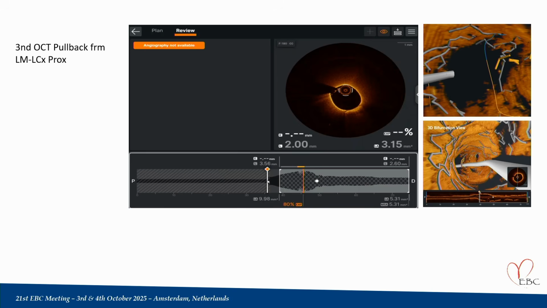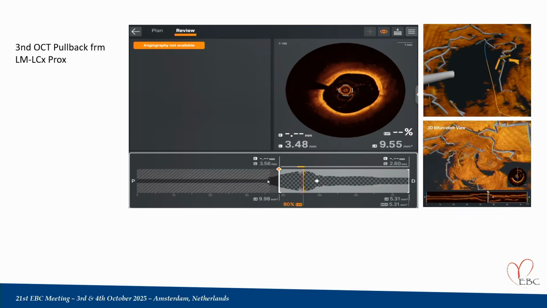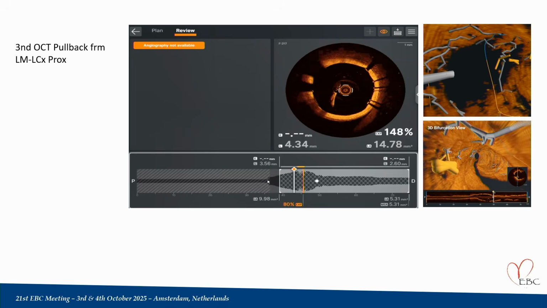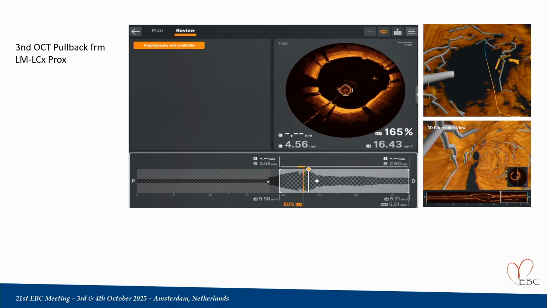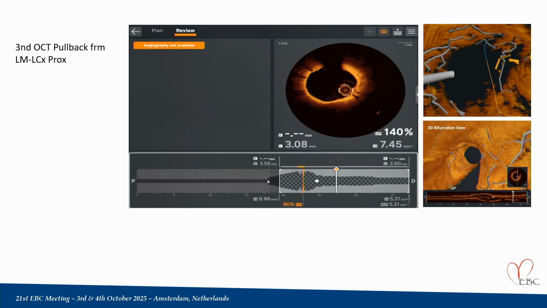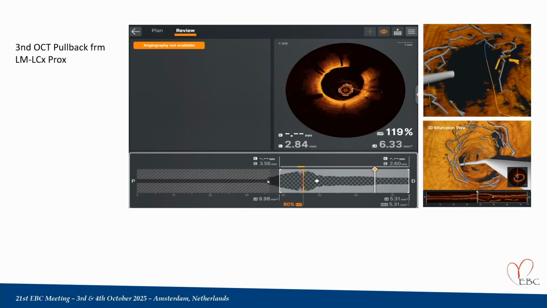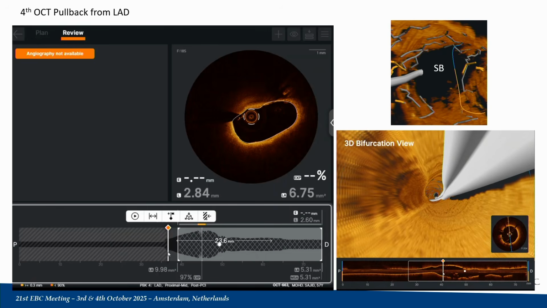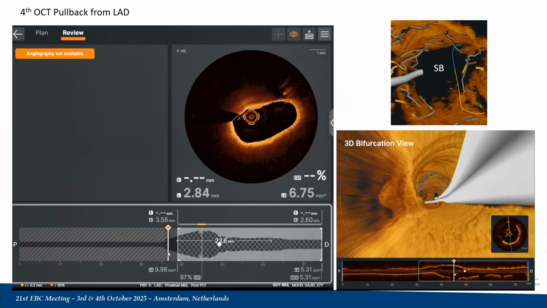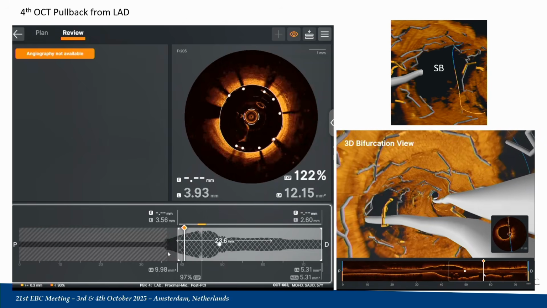We did the pullbacks from LM to LCX, and we can see that the POC was not showing any hanging stent struts here, so the chances of development of ISR would not be great, and the patient coming back again to us with the disease would not be there. And similarly, this was a pullback from LM to LAD. Again, the POC was clear. There were no stent struts.